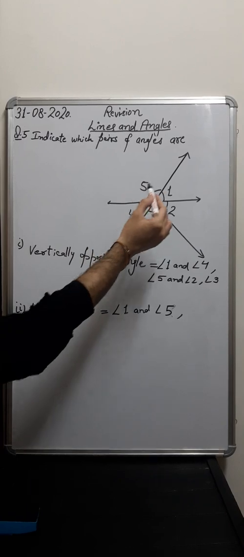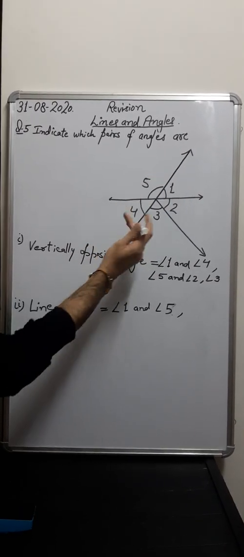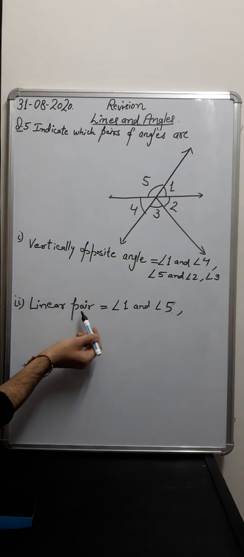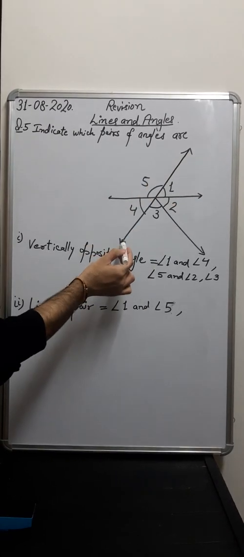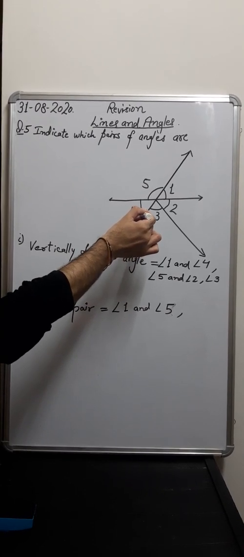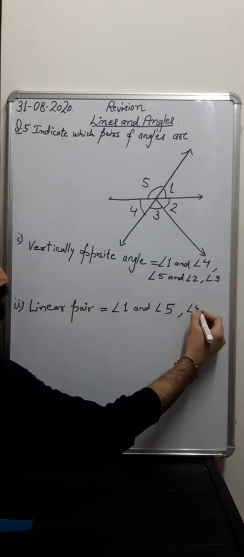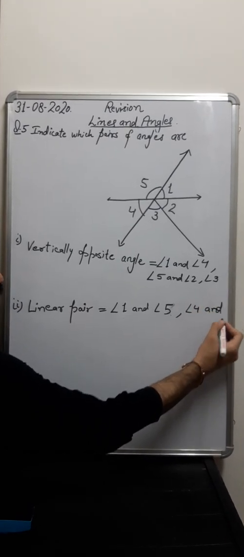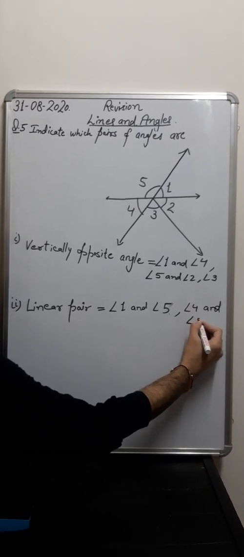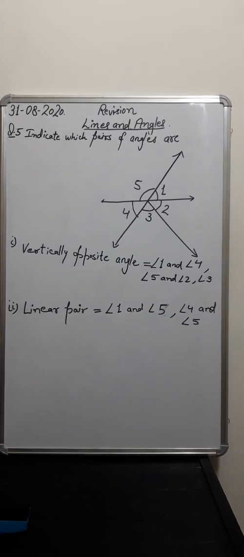And for the next pair, you can see that on a straight line we can't take three angles because it is a pair. So this is a straight line. On this straight line we can see angle 4 and angle 5. So the next pair will be angle 4 and angle 5. So these are your two pairs of linear pairs.